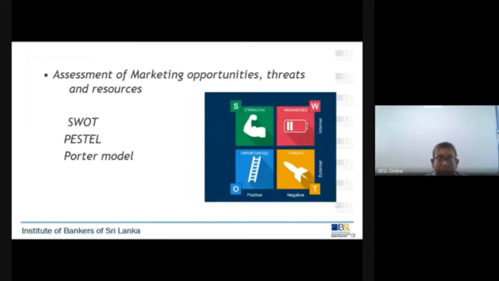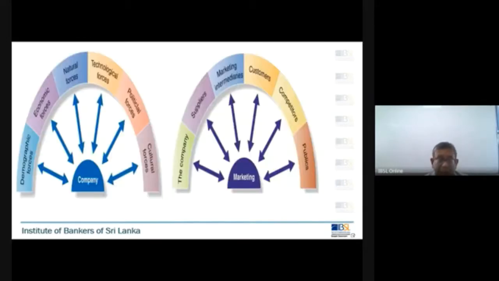So we discussed last week what are the tools or techniques available to assess our environments. We discussed there are 3 types of techniques we use: SWOT, PESTLE and Porter. These are for the external environment, the PESTLE factors: political, economic, social, cultural, technological and legal.